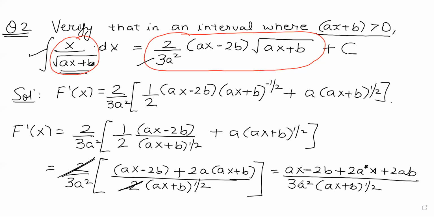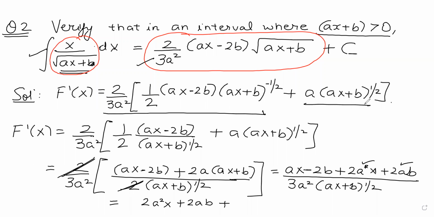Now let's see how we can further simplify this. 2a square x plus 2ab plus, let's see, what do we get? We get ax minus 2b. Let me just check out. There is some mistake we have made somewhere. Let's clarify that mistake. This step is absolutely correct. This step is also correct.